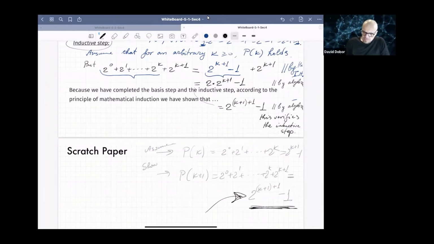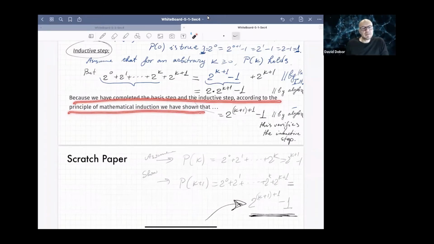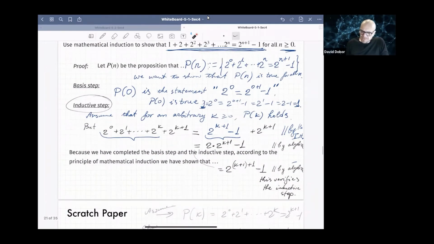Any questions? I have one more thing to say, is that because I've verified the basis step, and because I've verified the inductive step, I can apply the principle of mathematical induction that tells me that my P of n has to be true for every n. And that's it. Then I say that I'm done with the proof, QED. Does this make sense? So this was just a review from last time.